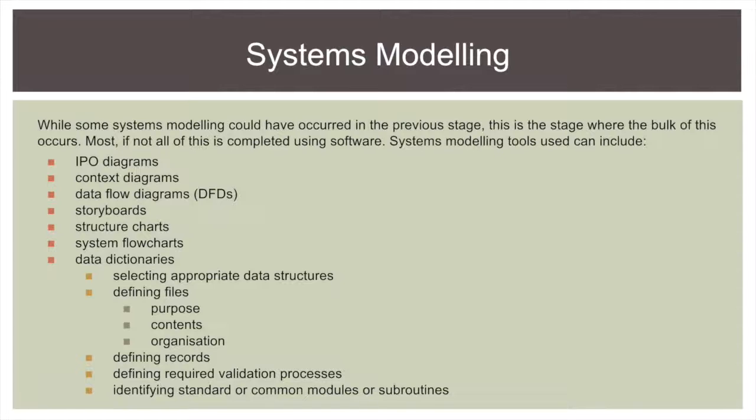And in data dictionaries, it's really important that we do these things. We select appropriate data structures, we define files, we define their purpose, their contents, their organization. We define records, we define the required validation processes for our variables, and we identify standard or common modules or subroutines.